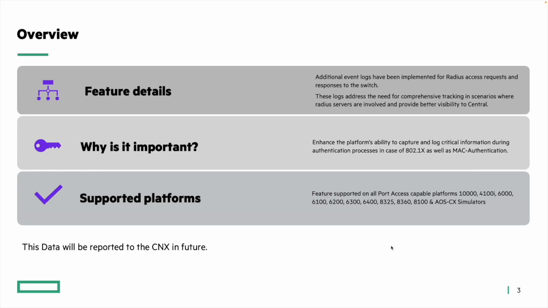And why is this important? Enabling the radius server's details in the event logs is important because it enhances the platform's ability to capture and log critical information during the authentication process. And this is true in case of both 802.1x as well as MAC authentication. This feature is supported on all port access platforms, right from 10,000 to 8,000 series switches, and also in the AOS-CX switch simulators. This event log data will be reported to CNX in future.